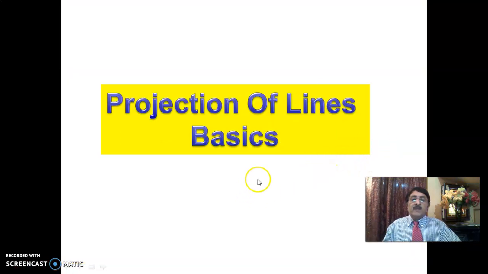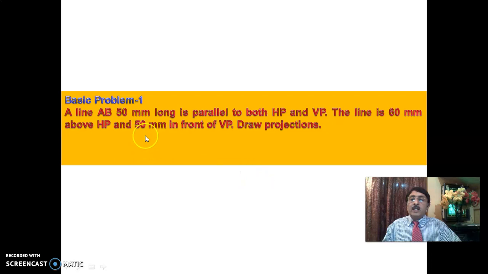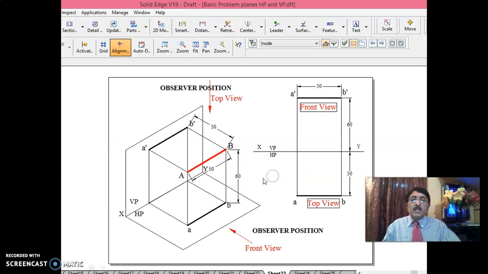See here, projection of lines basics. Line AB, 50 mm long, is parallel to both HP and VP. The line is 60 mm above HP and 50 mm in front of VP. It's a simple problem. I'll just tell you here. See here, this is VP, this is HP. And always assume this AB is the line.